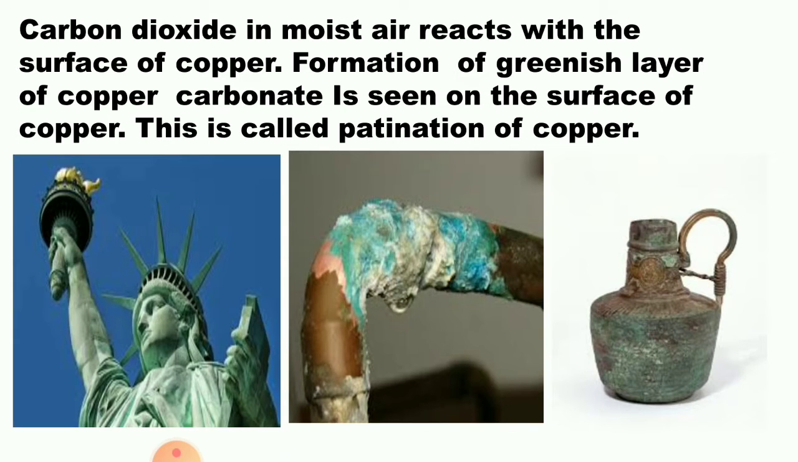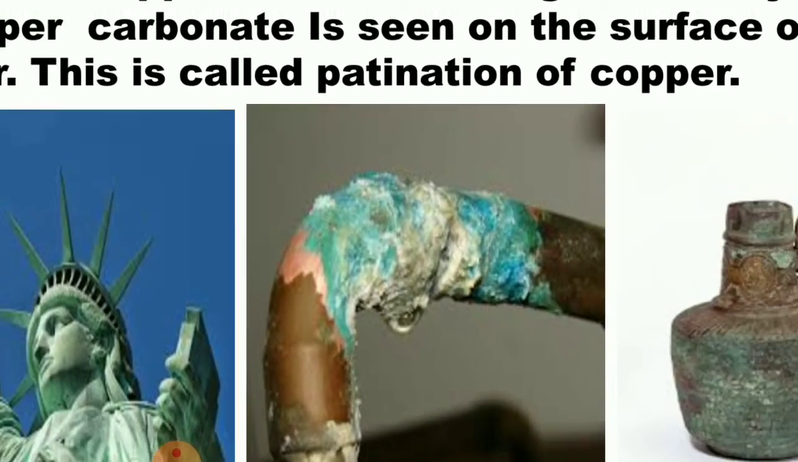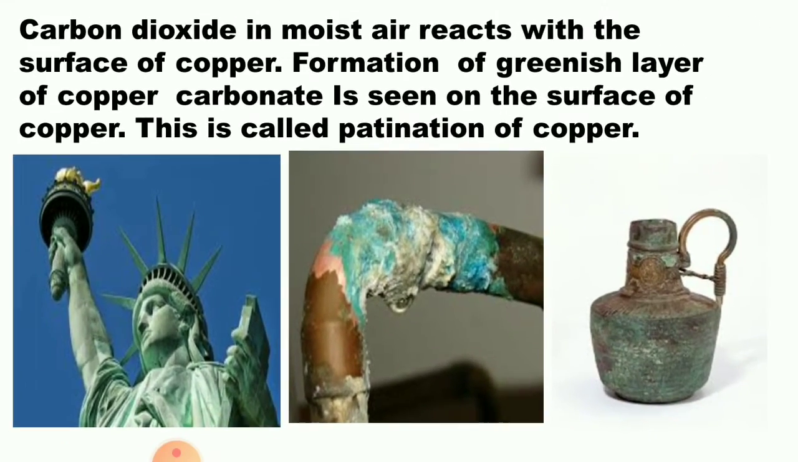The greenish color looks very beautiful, but still it is a salt, which keeps on reacting with copper and degrades the copper. This process of copper reacting with carbon dioxide is called patination. We don't call it corrosion, we call it patination of copper.